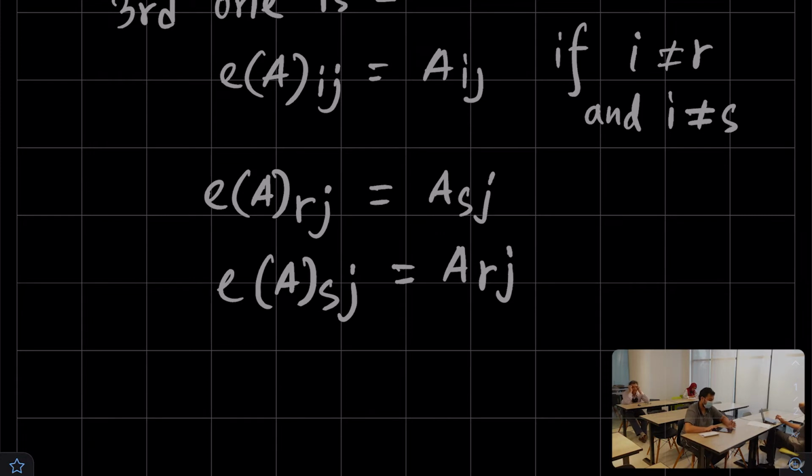So this was the third elementary row operation, and we are considering the row operations to be functions, right? So the functions that associate a matrix A of size m cross n with another matrix of size m cross n, right?